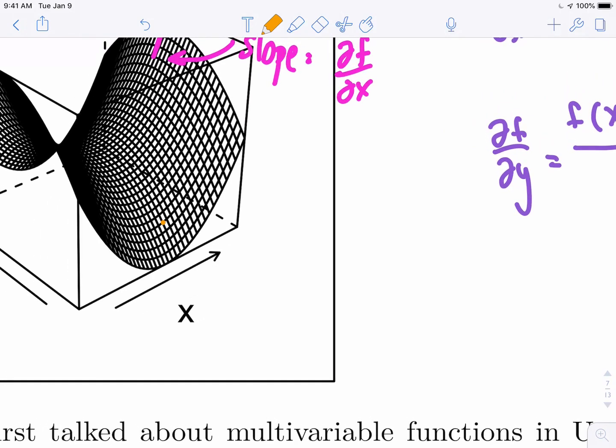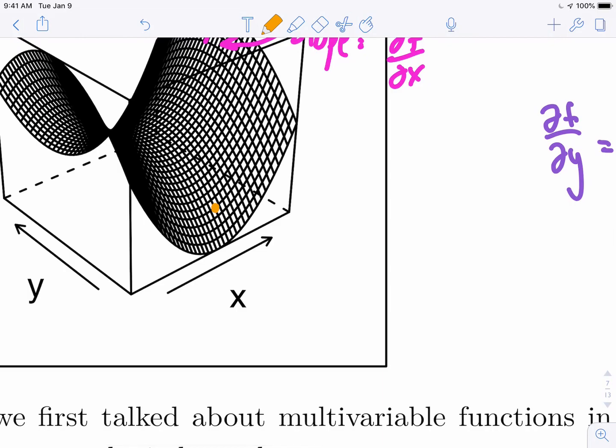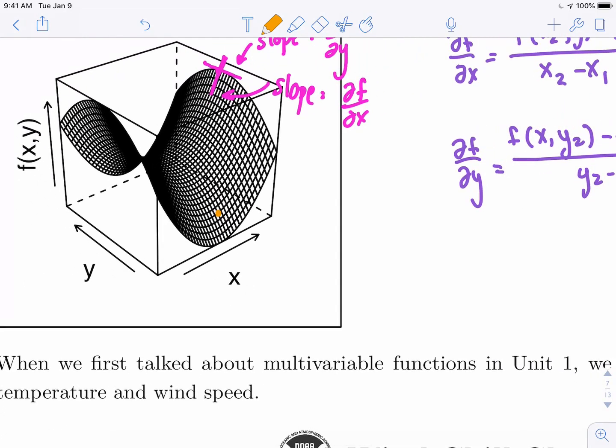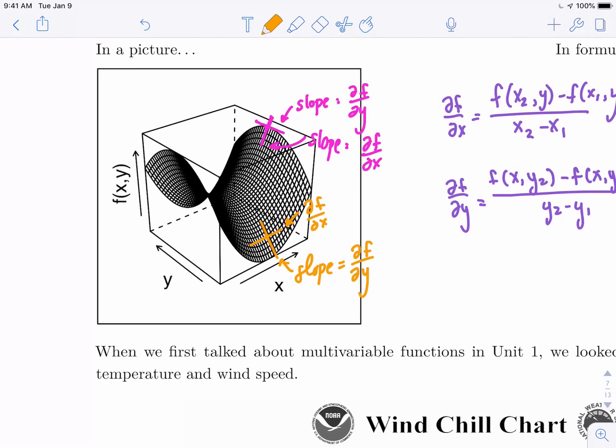Let's do one more tangent line on our graph here, just to make sure we see what's going on. If I take this point, let's fix a value of x and allow y to vary. That means I need to draw this line in the y direction. And if I allow y to be fixed and x to vary, I'm looking at this. So the slope of this line is partial f over partial y, and the slope of this line is partial f over partial x. Again, when we look at these points, we want to say which one am I fixing, and which one am I allowing to vary.